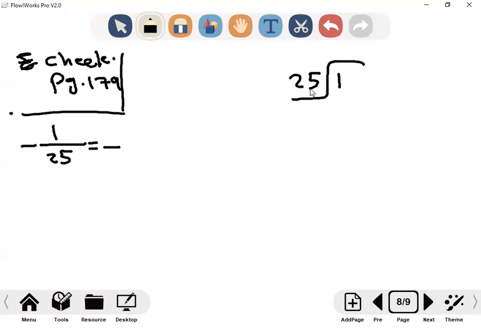Now focus. Can the 1 be divided by the 25? No. So we put 0, decimal, and we can add 1 zero here only, right? So here 0, decimal, 0. Can the 10 be divided by the 25? Still no. What will we do? 0 up and 0 down. Now 100 divided by 25, 4. So 400, subtract 0. So what's the answer? Negative 0.04. Is it terminating? Yes.